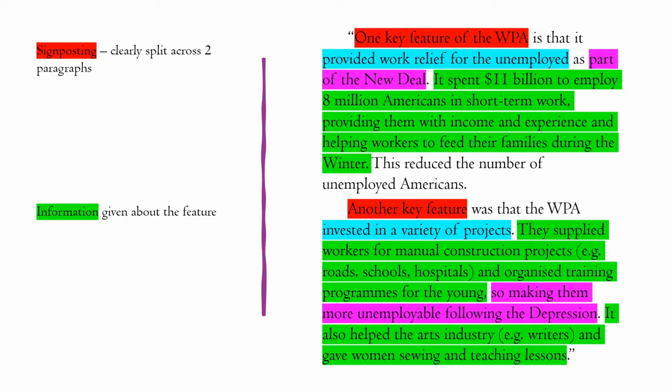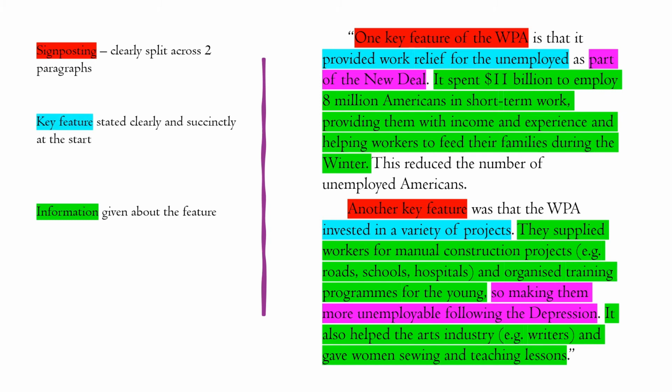$11 billion, 8 million Americans, helping them feed their families. Then all your stuff about manual construction projects, organised training programs, help the arts industry. Not everything needs to be figures, but it can be information. That's really important, that you're supplying a lot of things so that the examiner knows that you understand stuff about the period.